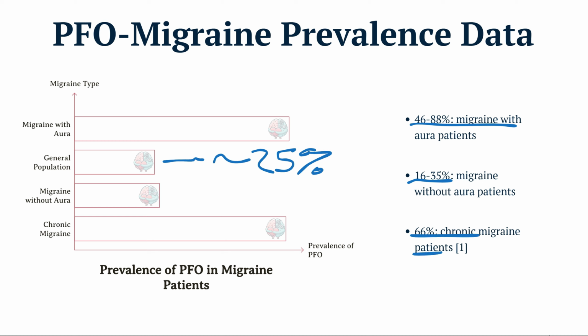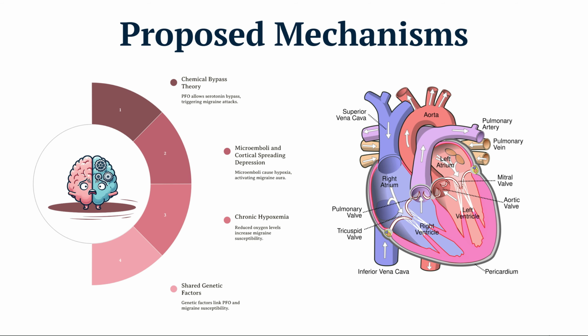Now, these numbers suggest that there is a potential link between the two conditions. Although we must remember that correlation doesn't necessarily mean causation. However, the higher prevalence in migraine with aura patients is notable and has led researchers to investigate whether there might be a causal relationship between PFO and migraine. Now, there are several hypotheses attempting to explain the potential mechanisms by which PFO could lead to migraine attacks.